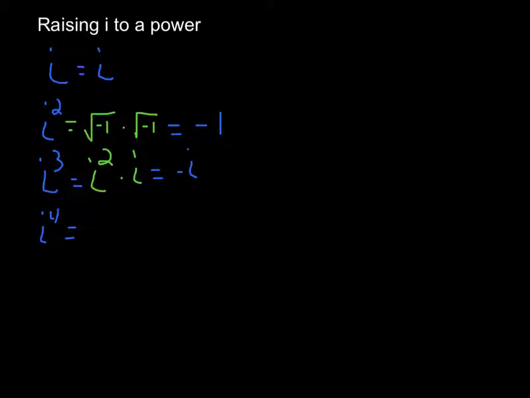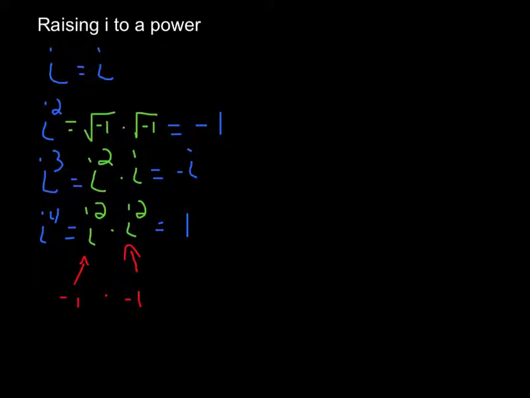Okay, now let's look at I to the fourth. Well, I to the fourth, if we use our rules of exponents again, is basically I squared times I squared. We know I squared is negative 1. So that is negative 1 times negative 1, which gives us a positive 1. Okay, so I to the fourth is 1. Well, let's go on to the next one. Let's do some more here.